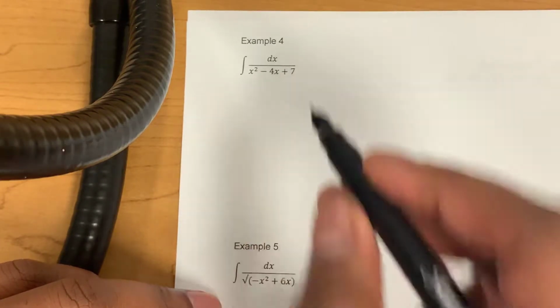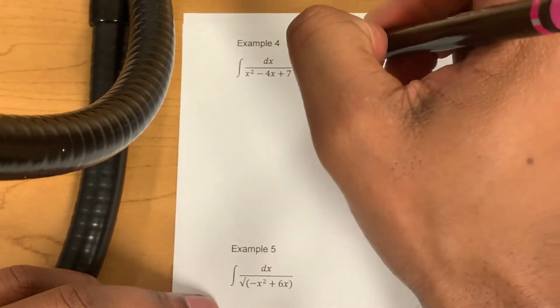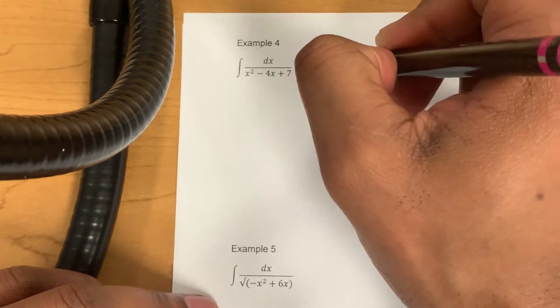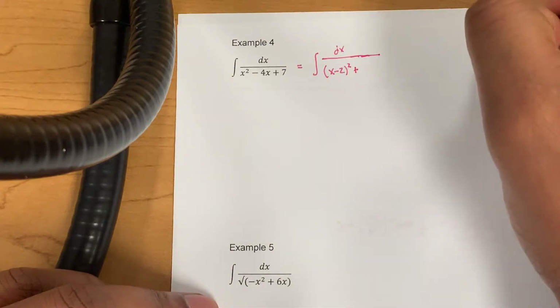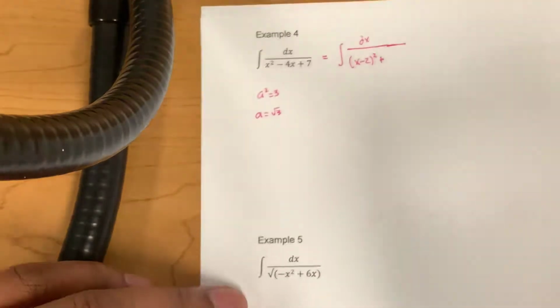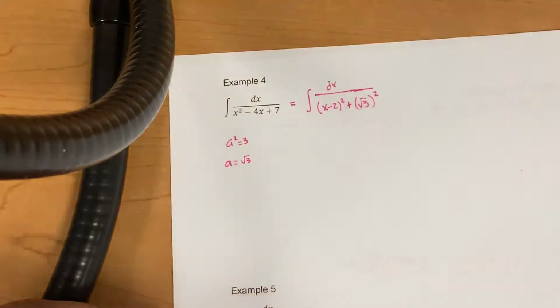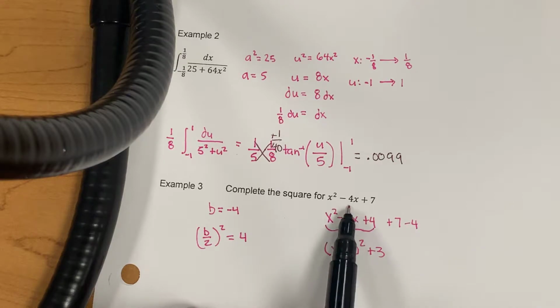So we want to complete the square on this. Now, fortunately, we already did this in example 3. So we know that this is equivalent to having dx over x minus 2 squared plus, let's see, we'll say a squared equals 3, that means a equals the square root of 3. So we're gonna have this as the square root of 3 squared. And again, that's based on what we did right here. We already completed the square so that we got this. So that's what we're using for example 4.